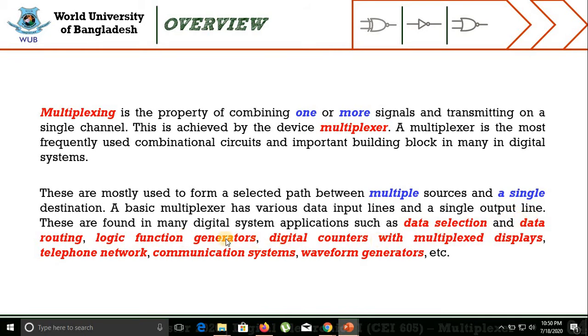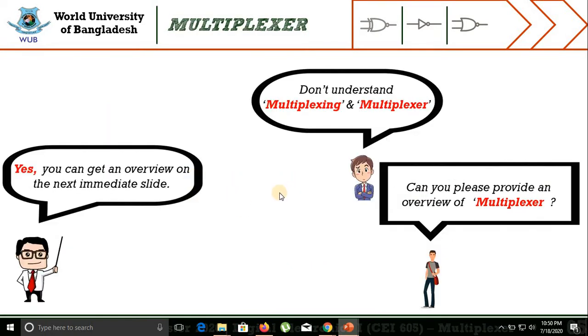These are found in many digital system applications such as data selection and data routing, logic function generators, digital counters with multiplexed displays, telephone network, communication system, waveform generators, etc. Now, a question may arise in your mind from the previous slide: what is multiplexing as well as what is multiplexer. So let's start the overview of multiplexing.